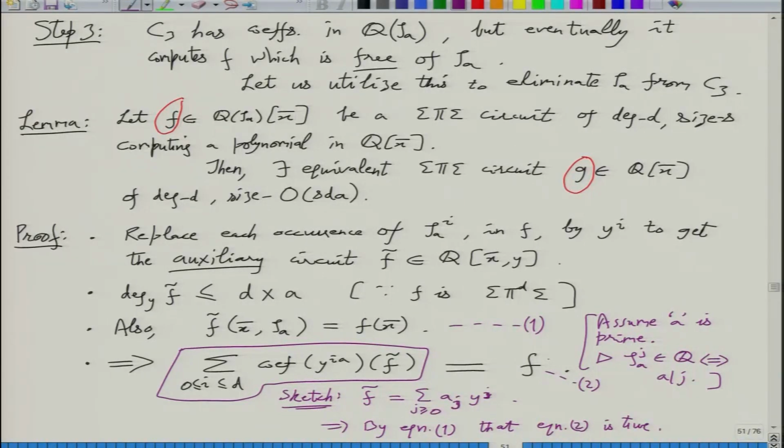Do you agree? Because in equation 1 the RHS is real, and in equation 2 the LHS is the part that is contributing all these real coefficients. So actually, if it helps, you can also put y to the ia, but it does not matter because it is already 1.